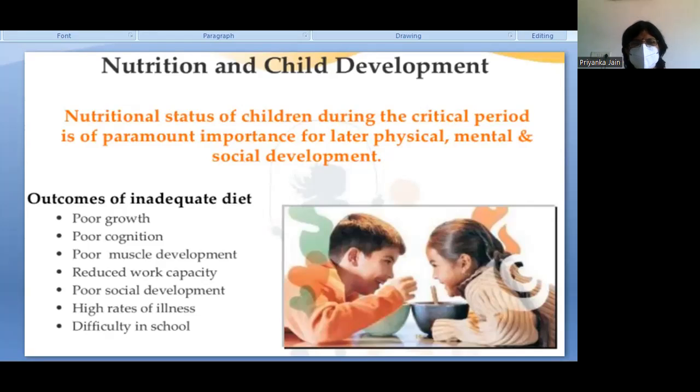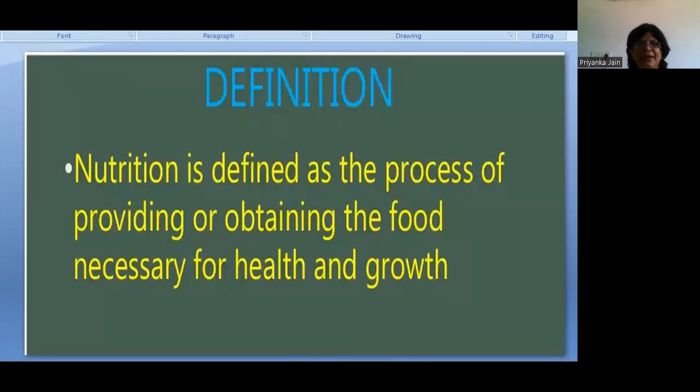What are the outcomes of inadequate diet? Poor growth of the child, poor cognition, poor muscle development, reduced work capacity, poor social development, high rates of illness, difficulty in school. Now, what is the definition of nutrition? Which type of nutrition we should take? Nutrition is defined as the process of providing or obtaining the food necessary for health and growth.